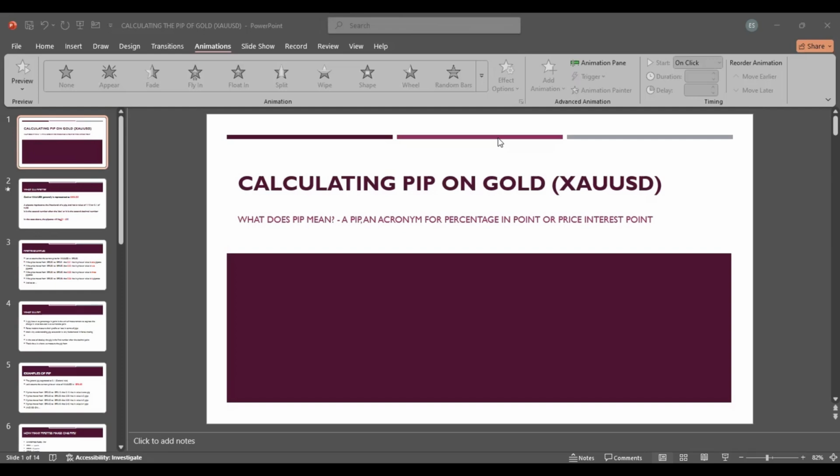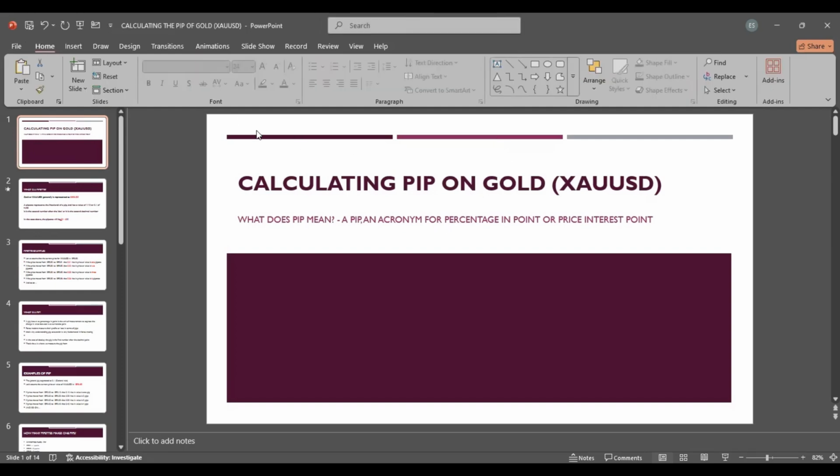But before then, we want to understand what pip means, because pip is an acronym for percentage in point, as you can see here. So when you hear pip, it is the short form of percentage in point, or price interest point. As a forex trader, you calculate your profit or losses using pips. The up and downward movement in price, the changes in the price of a particular pair, is what determines whether you are in profit or in loss. So when it comes to pips, it's very, very important.